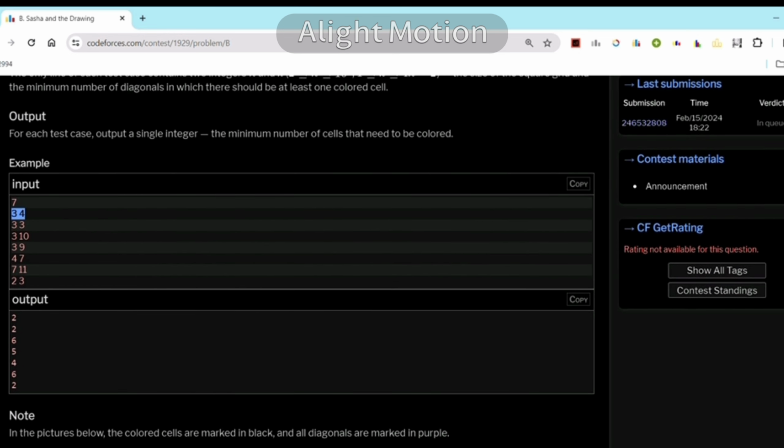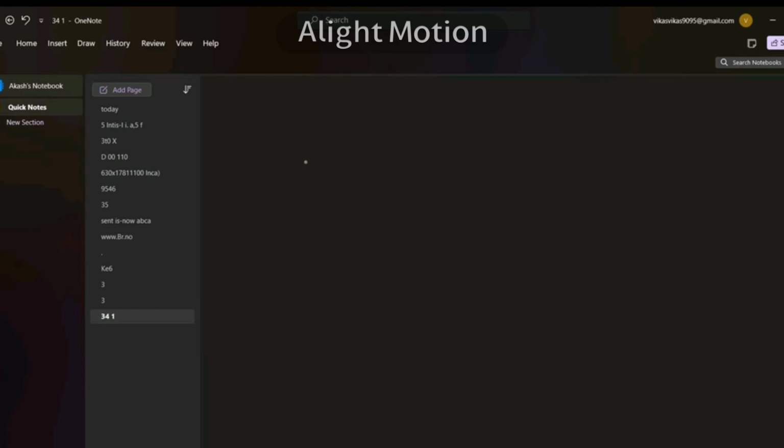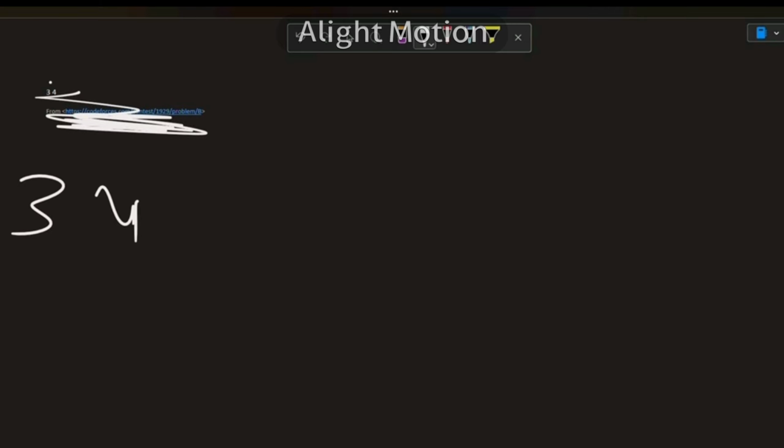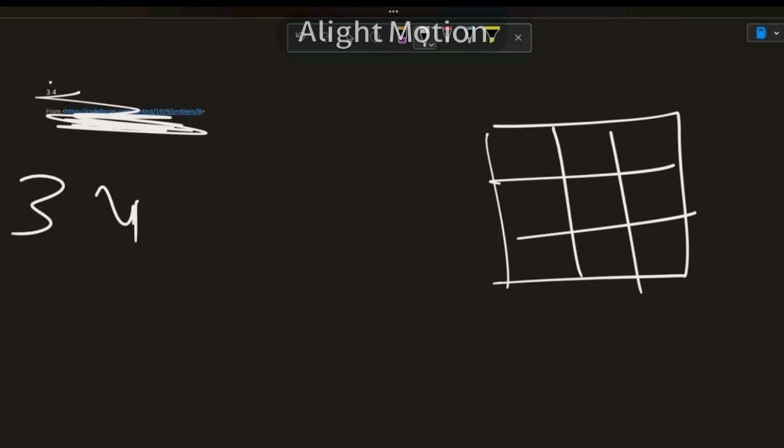So if I start with the case 3 and 4, n is equal to 3 and k is equal to 4. Let me remove this URL. First of all I will draw a 3 cross 3 grid, something like this. Now how many diagonals can be made in this? Number of diagonals is equal to 4 times n minus 2, that is 4 times 3 is 12 minus 2, means 10 diagonals I can create in it.